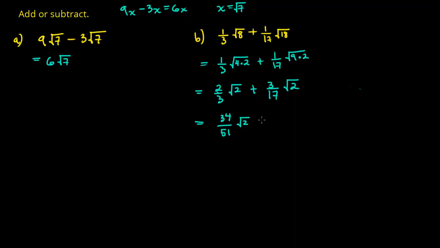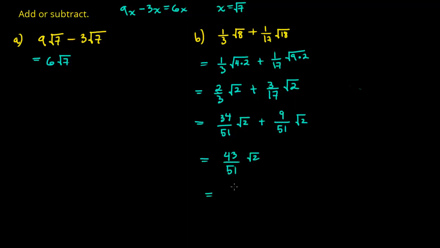I'll do the same thing for this next fraction, finding a common denominator. I multiply 17 by 3 to get 51, so I have to multiply the numerator by 3 as well. So I get 9 over 51 root 2. Now we can add the numerators of these two fractions, since I've found a lowest common denominator. 34 plus 9 is 43. So I have 43 over 51 root 2.